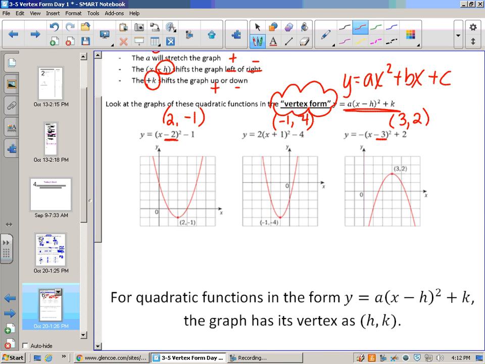So you negate whatever the x value is. You can see if they open up or down. You can see the vertices here.